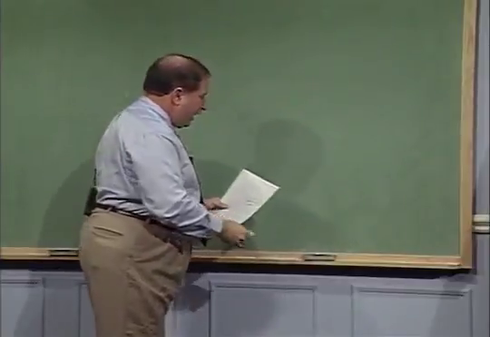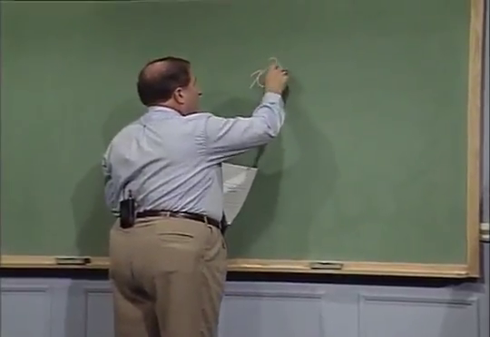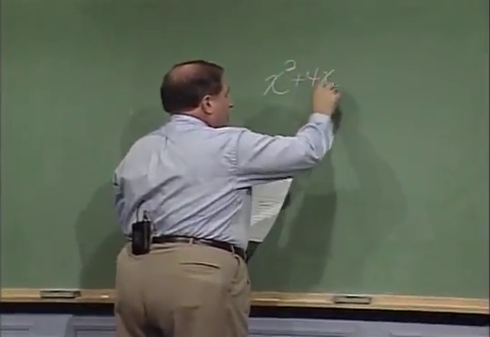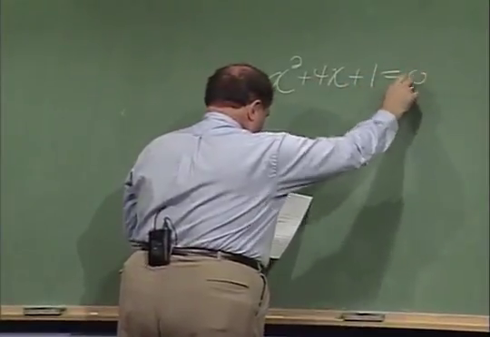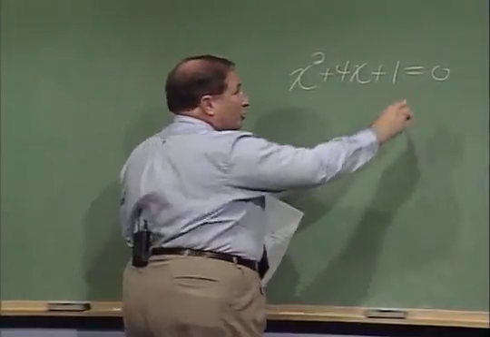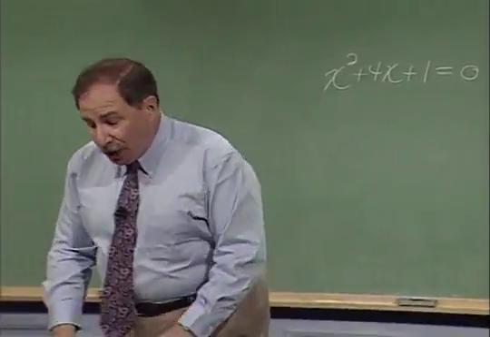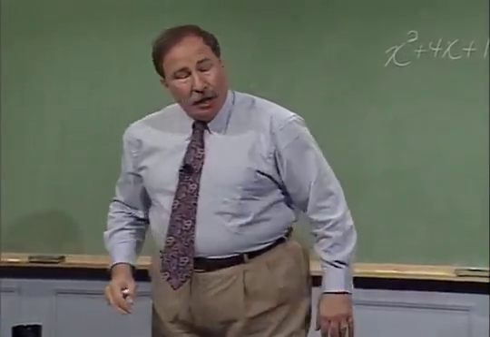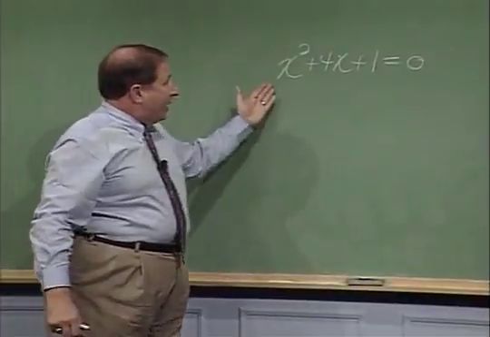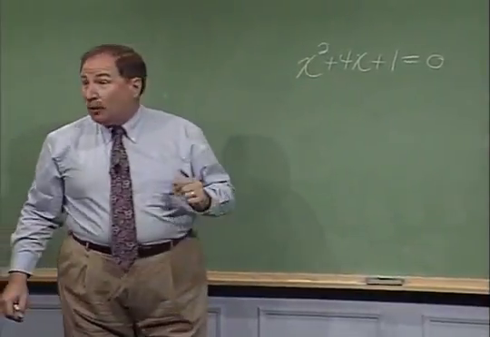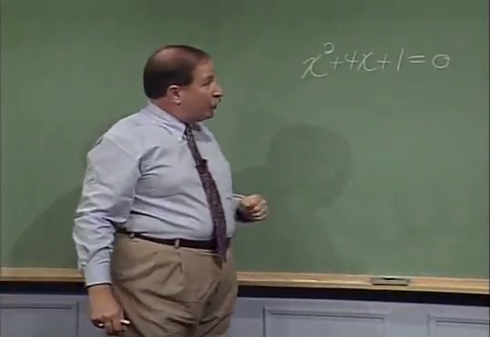Now, we have x squared plus 4x plus 1 equals 0. Make that 0 look like a 0. Now, that is a quadratic equation. It is certainly a quadratic equation that is of the form ax squared plus bx plus c equals 0. We already have it set equal to 0.